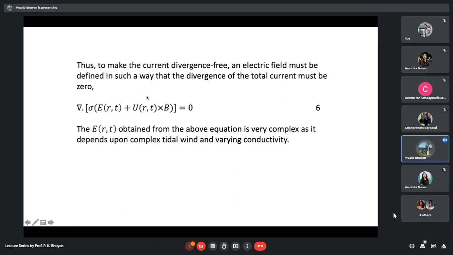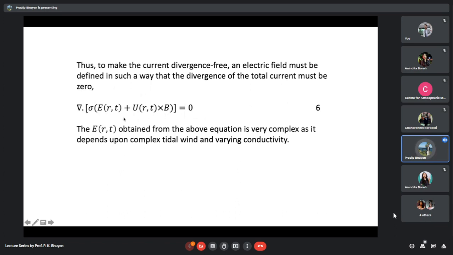Okay. So to make it divergence free, the total current should be equal to 0. We can write it like this: del dot the same equation, sigma (E(R,T) plus U(R,T) cross B), but we will make it equal to 0. We make the divergence equal to 0.